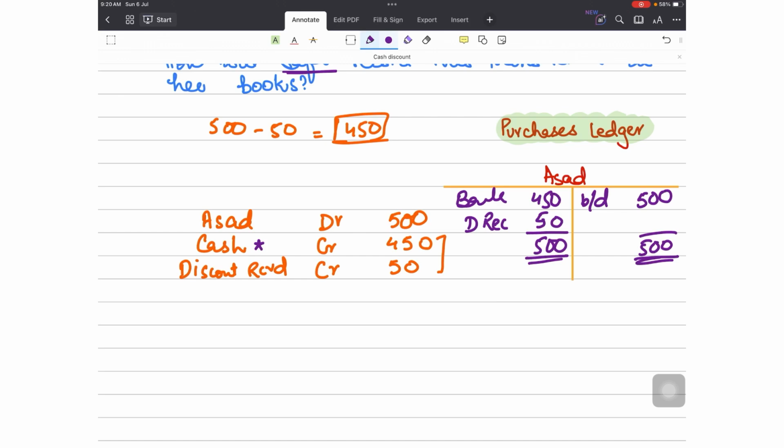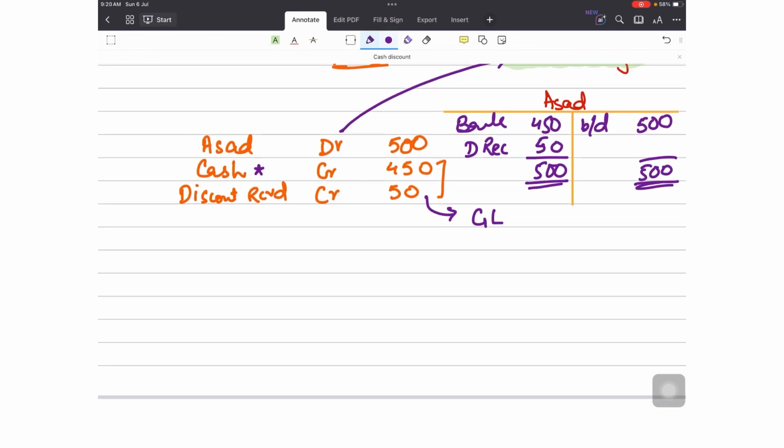Again, this cash won't be carried forward to any ledger because this has been recorded in the day book, which acts as a ledger as well. Discount received will be recorded in the general ledger in its own account by crediting $50, and Asad's account we have already made in the purchases ledger.